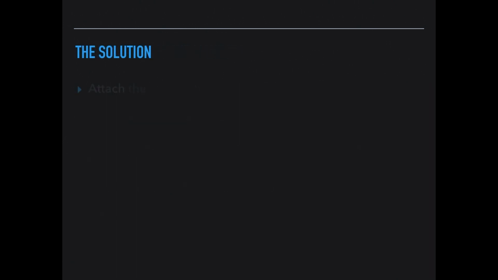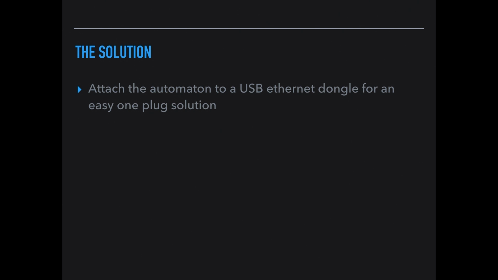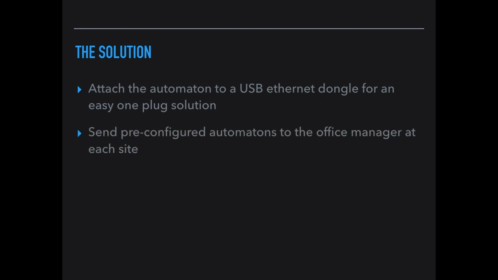So the solution we came up with was we used the MDS automaton, and we actually have that attached to a USB Ethernet dongle, so it's an easy one-plug solution where they plug Ethernet into the dongle, plug the USB-C cable of the dongle into the machine, and that's really all they have to do. We would send these automatons pre-configured at HQ out to all of the office managers at the remote sites, so they didn't have to configure them or anything, they were just ready to go.